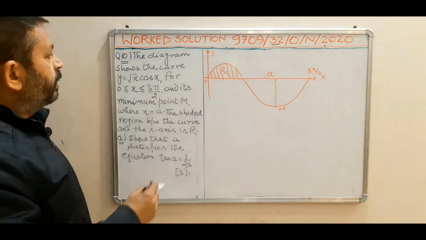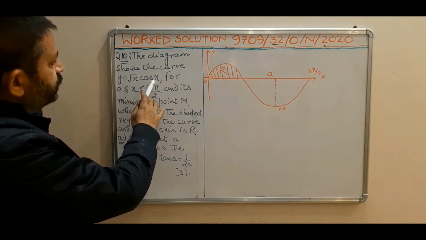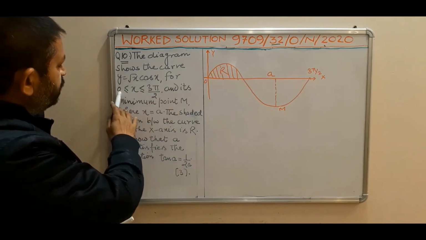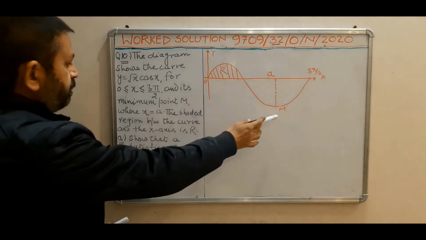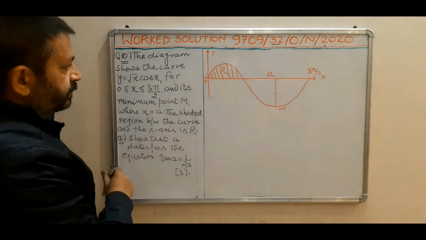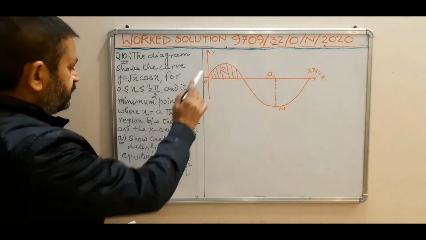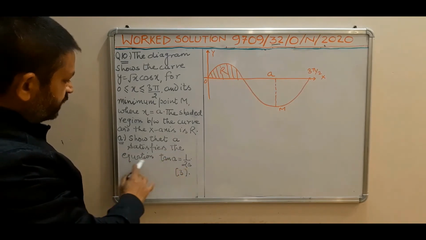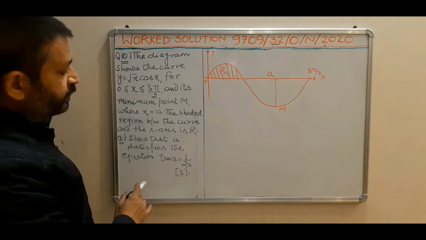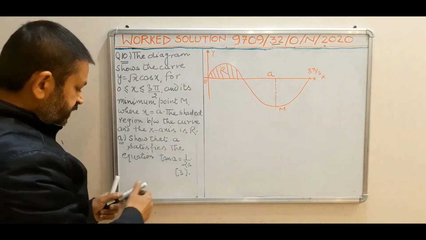Question number 10. The diagram shows the curve y is equal to root x into cos x for x between 0 and 3 pi by 2 and its minimum point M where x is equal to a. The shaded region between the curve and the x-axis is R. First part is show that a satisfies the equation tan a is equal to 1 upon 2a. This figure is part of the question. This carries 3 marks.